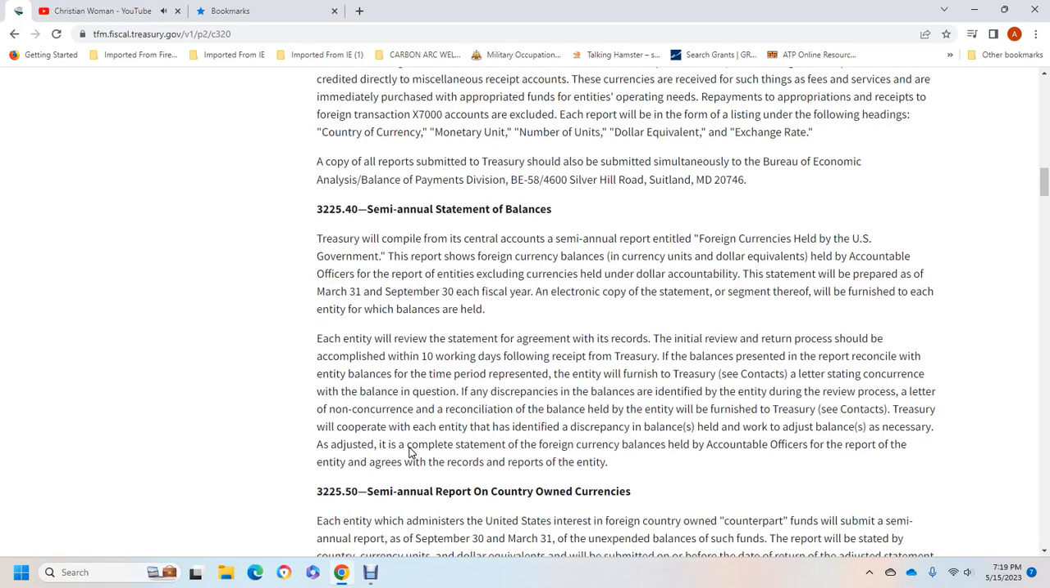Each entity will review the statement over the agreement over the record of the initial review of the return process. If it comes within 10 working days of the receipt of the Treasury of the balance represented with the report, reconcile with the balance of the reported period represented in and furnished to the Treasury, a letter stating the concurrency with the balance in question, descriptive of the balance identified with the entity during the review process of whatever the non-concurrency, reconciliation of the balance held with the entity with the furnished with the Treasury.